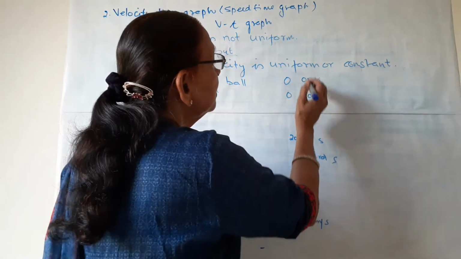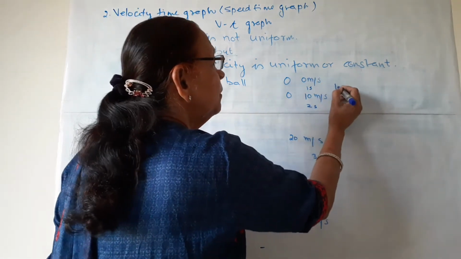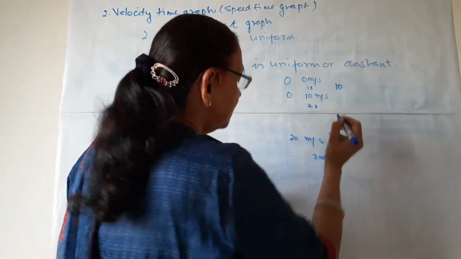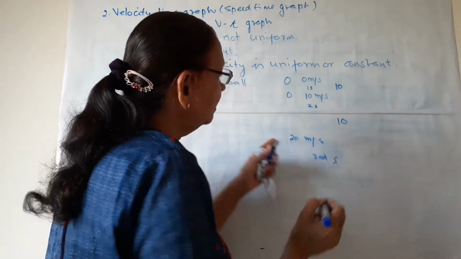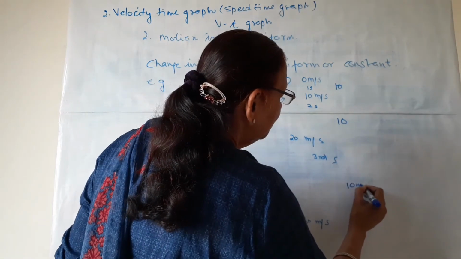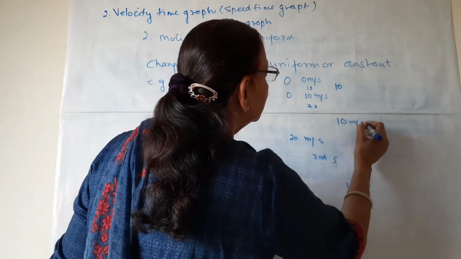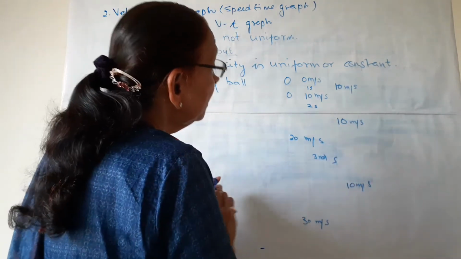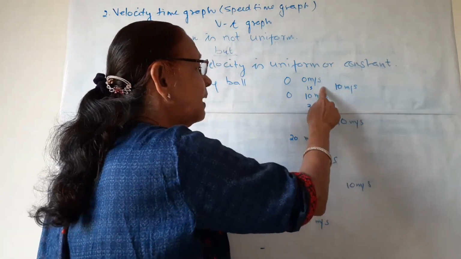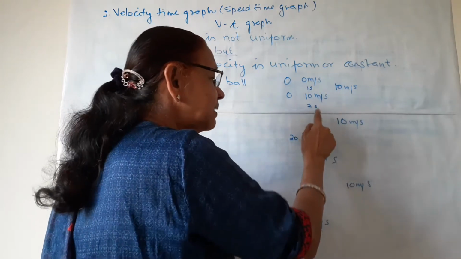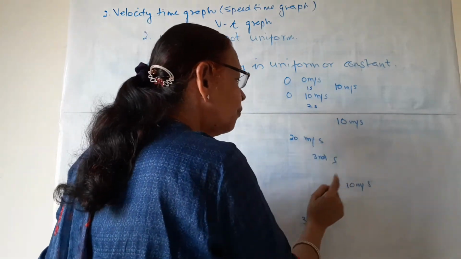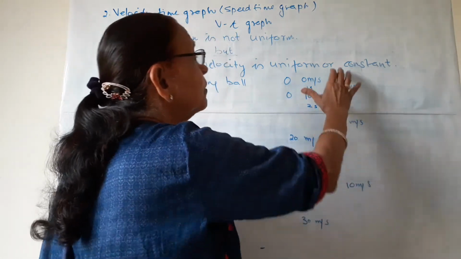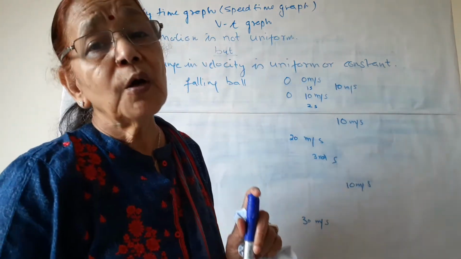How? Here what is the change? 10 minus 0 is 10. Here what is the change? 20 minus 10 is 10. Here what is the change? 30 minus 20 is 10 meters per second. 10 meters per second and 10 meters per second. So in equal intervals of time, 1 second, here also 2 minus 1, 1 second, 3 minus 2, 1 second, in each second the change in velocity is the same or constant.